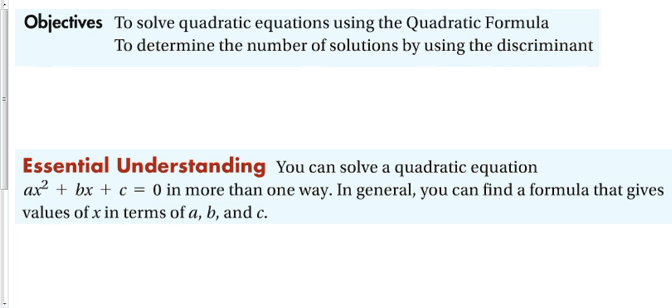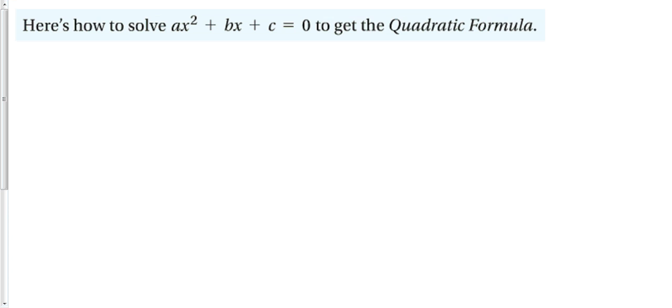Okay? And we've done more than one way. We have solving with factoring, and solving by graphing, solving by completing the square. And in general, we can find a formula that gives you the values of x in terms of a, b, and c, which means that we can solve this formula for x. So let's see what this formula actually looks like.